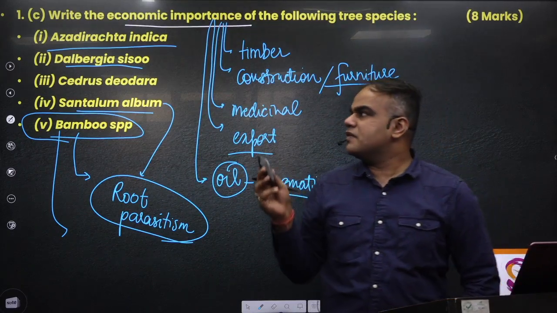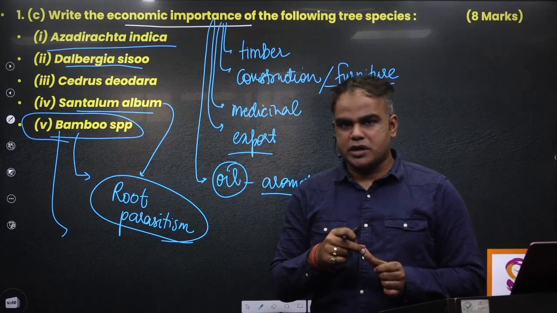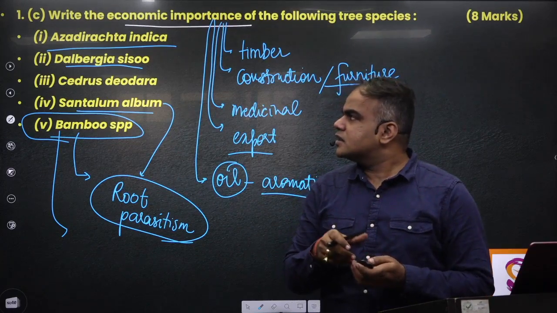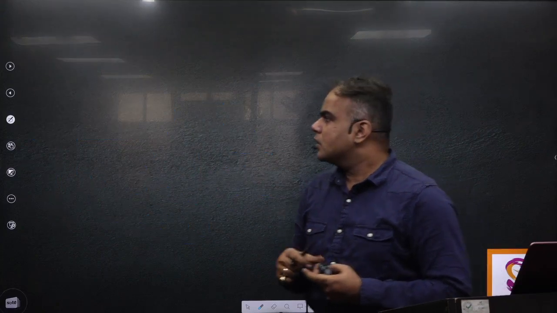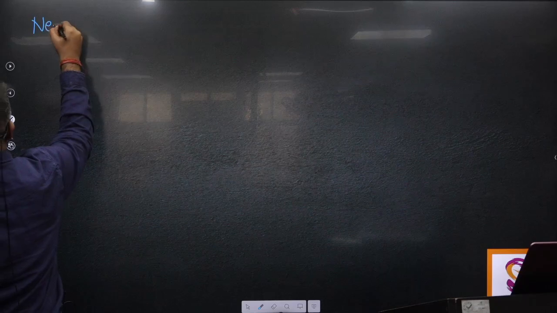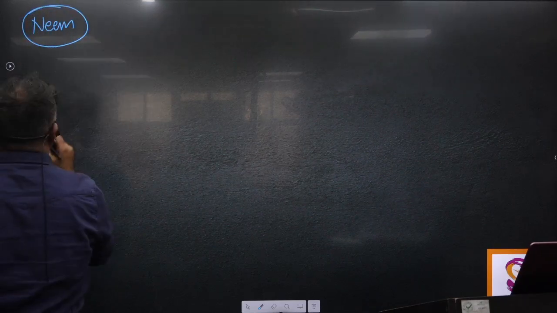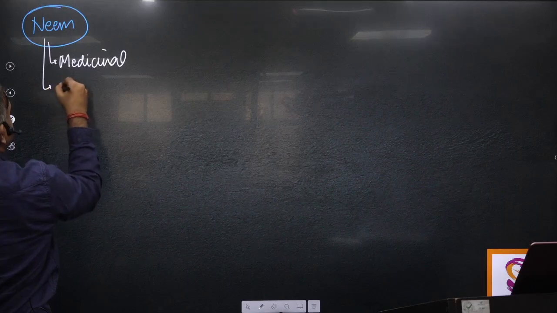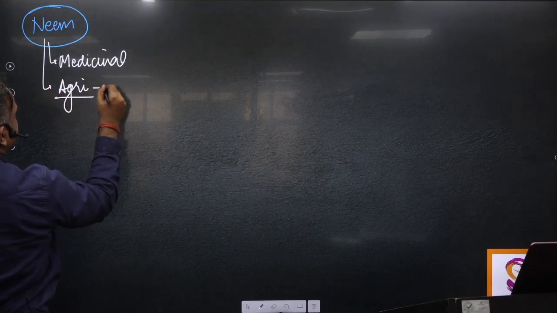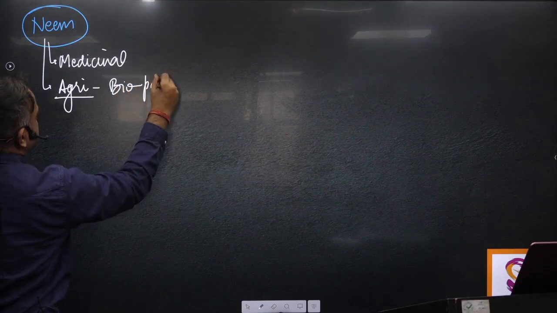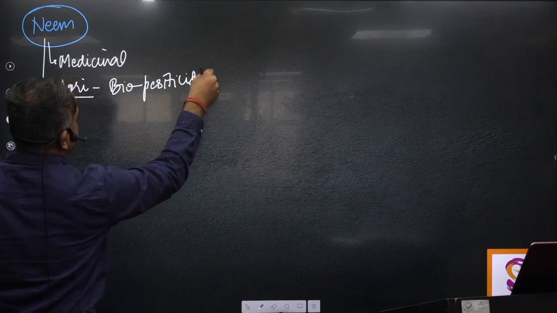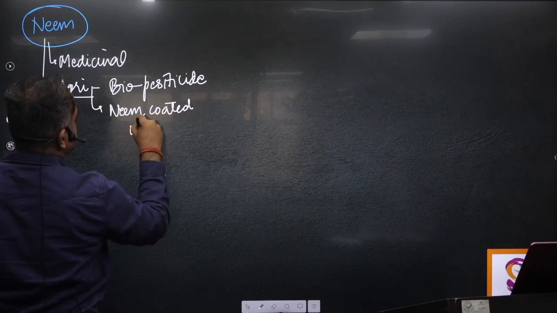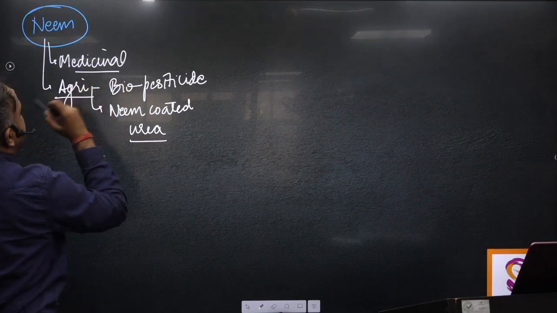Okay, for example, when we say neem, the medicinal part of neem is very important. It is antiviral, it is antibacterial, it is also antifungal. Okay, second, neem you can also write, or I'll just write about neem here, and then some important points related to neem. One will of course be the medicinal part, you can highlight this. Then its usage in agriculture, for example, it can be used as a biopesticide. We also know about neem coated urea. Okay, so these two have to be in your answer in neem.